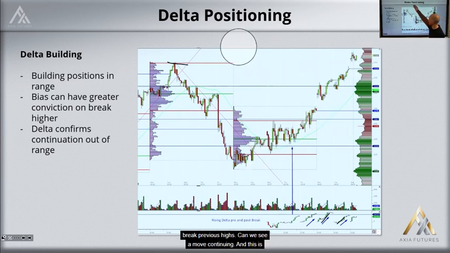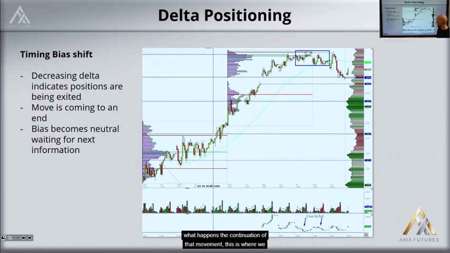Can we see the move continuing? And this is what happens, the continuation of that movement. This is where we were just up to. There's that potential breakaway gap, and on the back of that, delta continues to rise. The move is still on. Delta continues to rise. The move is still on. So it maintains this bias.